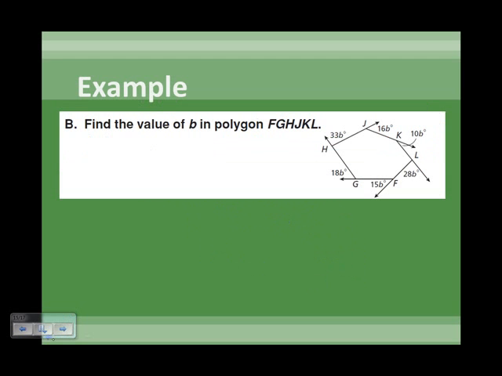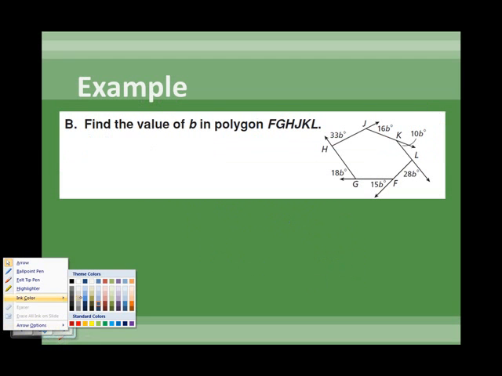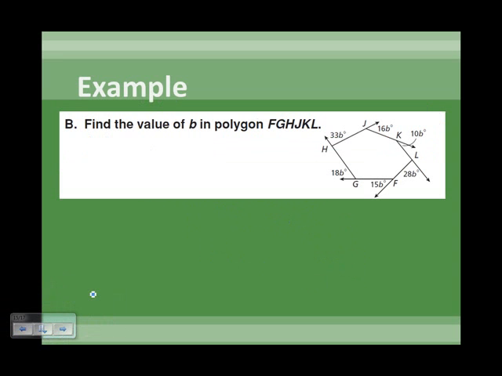Here it says find the measure of the value of B, and in this polygon FGHJKL. So you can see they've given us all of the exterior angle measures in this polygon, and we know that the sum of the exterior angles in any convex polygon will add up to 360. So we've got 33B plus 16B plus 10B plus 28B plus 15B plus 18B. 1, 2, 3, 4, 5, 6. Yep, we got them all, and they have to equal 360.